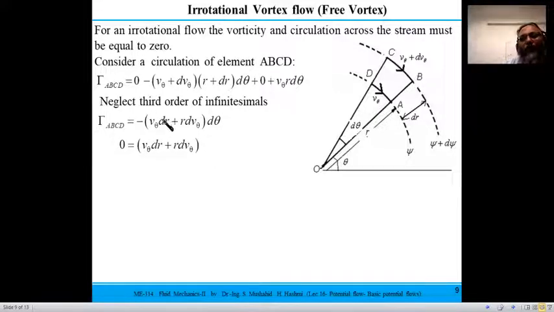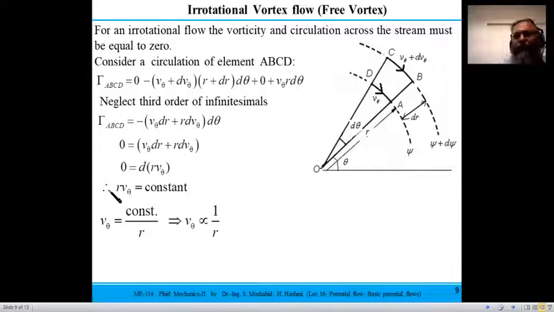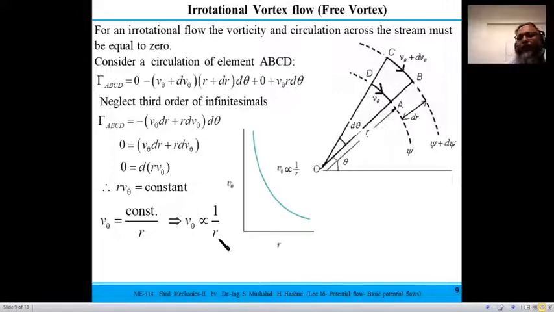As you know, the whole product is 0, but since d theta is never 0, it means the term in the bracket is always 0. So I can write, taking the product rule, v times the derivative of u plus u times the derivative of v, you are going to get the same expression. The derivative of something is 0, which means whatever is in the bracket is a constant. So r v theta is a constant, or the tangential component is inversely proportional to r. So as r increases, velocity decreases.